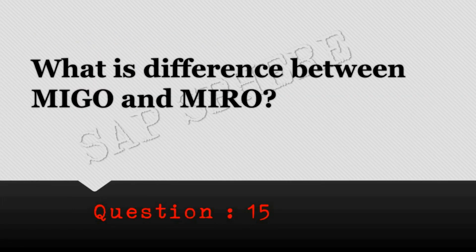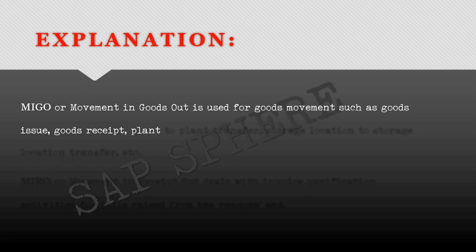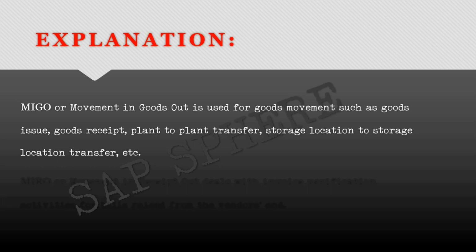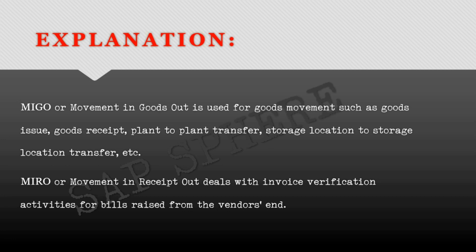What is the difference between MIGO and MIRO? MIGO or movement in goods out is used for goods movement such as goods issue, goods receipt, plant to plant transfer, storage location to storage location transfer, etc. MIRO or movement in receipt out deals with invoice verification activities for bills raised from the vendor's end.